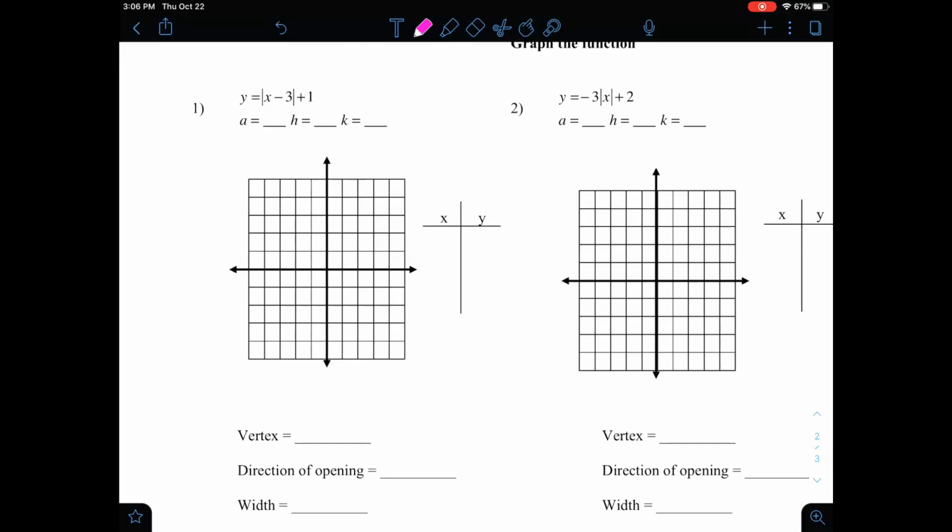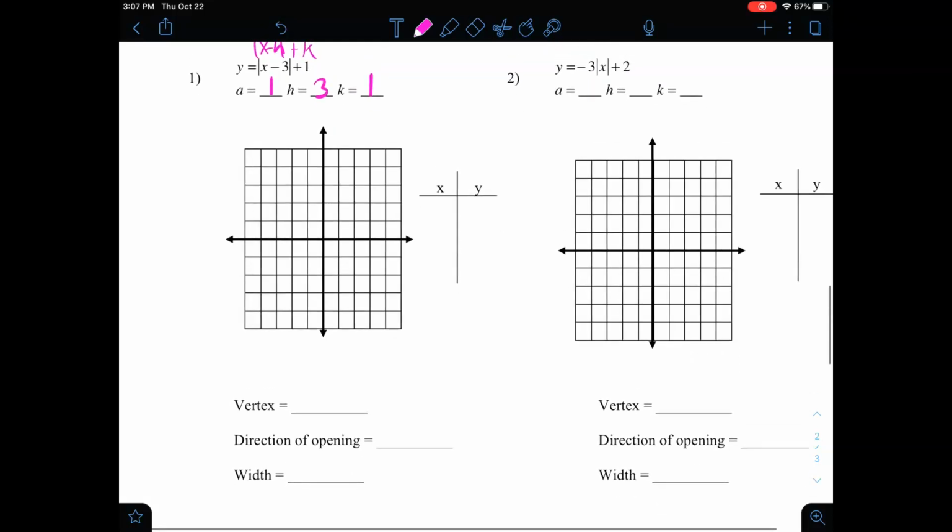So we have y equals the absolute value of (x minus 3), all plus 1. What's our a? What number's in front of the absolute value? We have a 1. What's our h? Remember, it's x minus h, plus k. So h is going to be 3, and k is going to be 1. Okay? So our vertex is going to be (h, k), which is (3, 1).